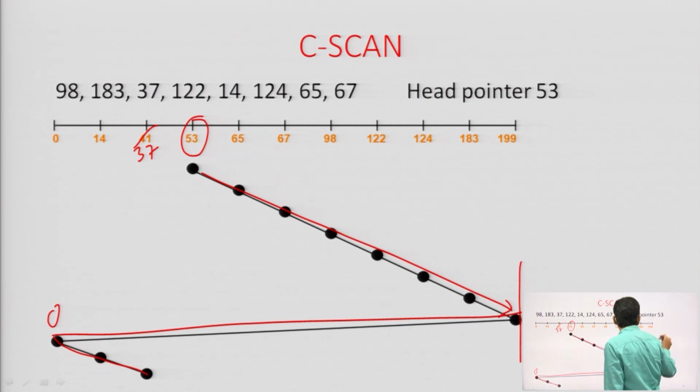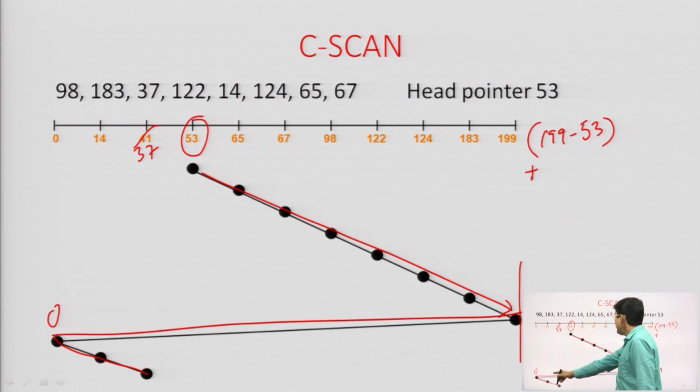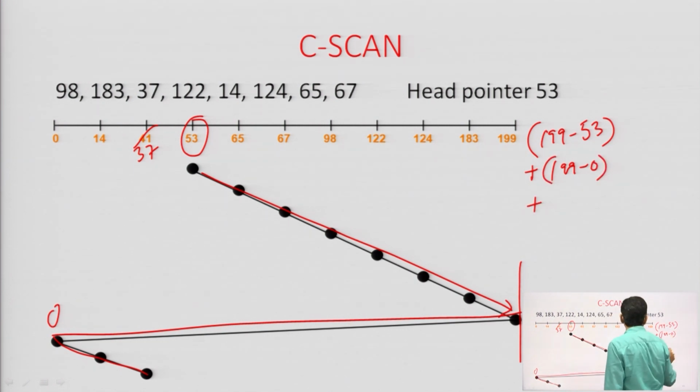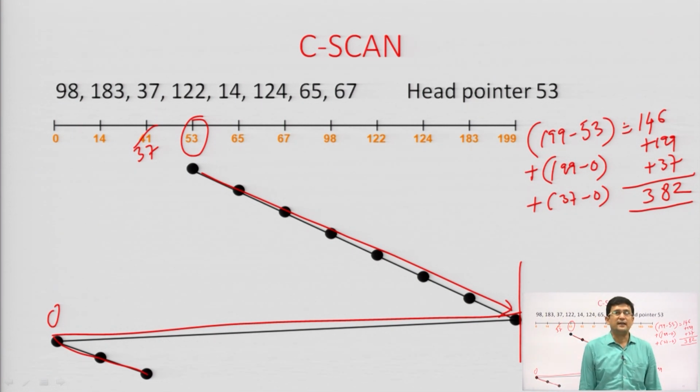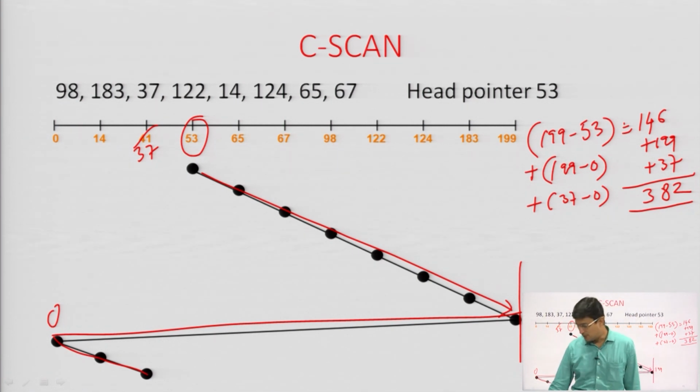So, from 53 to 199, the movement is 199 minus 53, and then from 199 I am moving to 0, so 199 minus 0, and then from 0 to 37. The total movements will be 146 plus 199 plus 37. If we sum this, we get 382, the total distance to be travelled by the disk arm for satisfying all those requests.